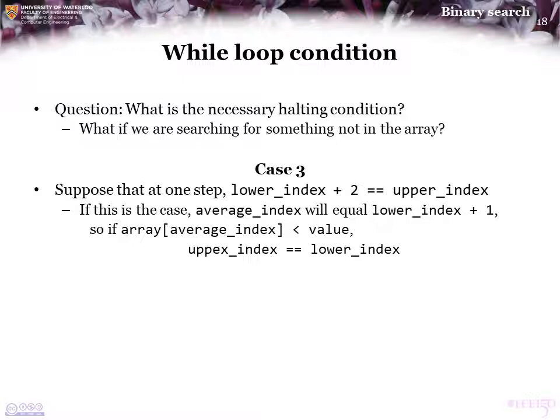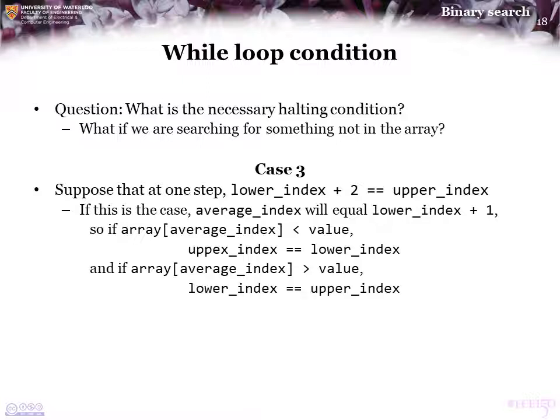So now, in either case, if the entry at this average index is less than the value, upper index will be reassigned to be the current value of lower index. And if the entry at this average index is greater than what we're searching for, then lower index will be updated to be the current value of upper index. In both cases, we jump back to case 1, and if the entry is not at that new location, then the object is not in the array.